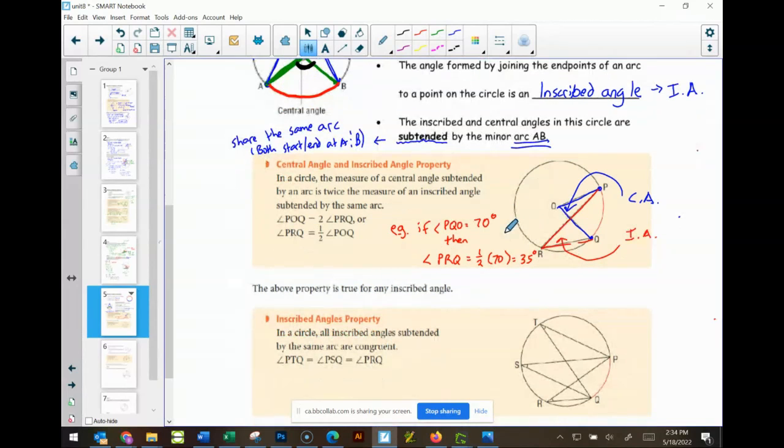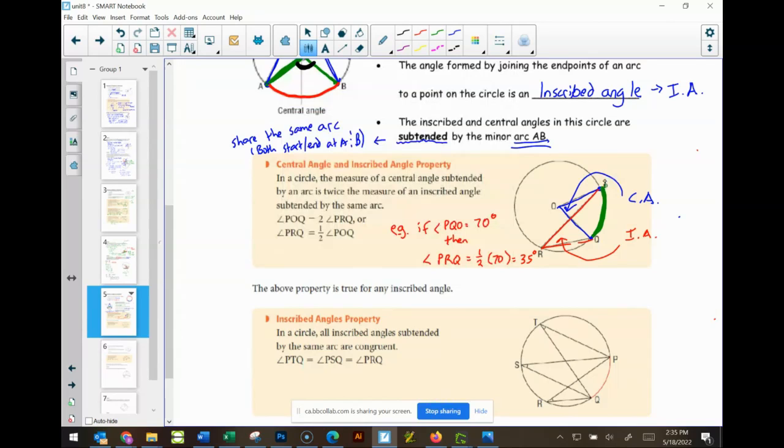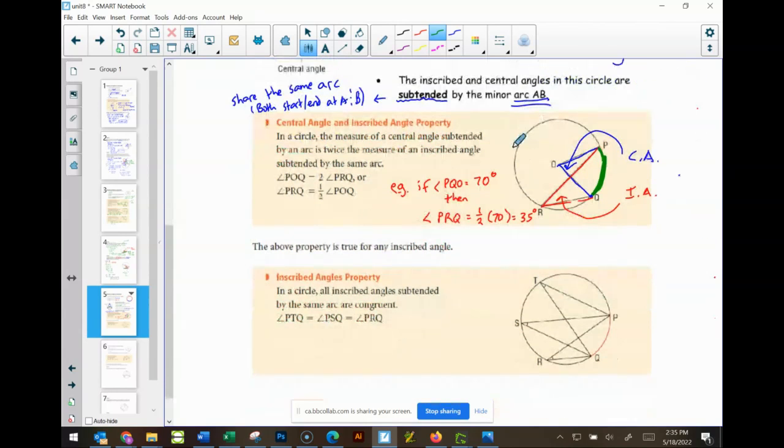You just have to be able to recognize which one is a central angle and which one is an inscribed angle, and there might be more than one inscribed angle. Are they both subtended by the same arc? Do they both start and end with the same points? Because if they do, then you can use that property, and it might save you a lot of thinking later on when you're trying to figure out how the angles are related to one another.